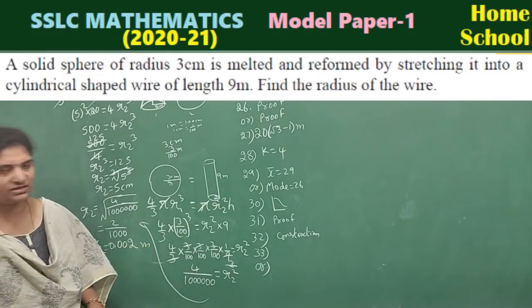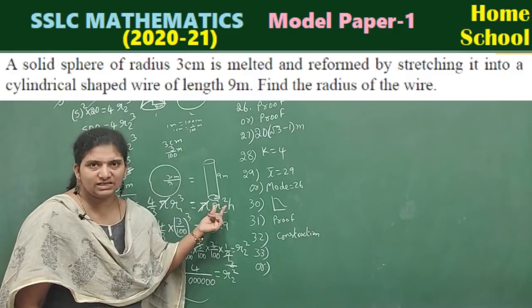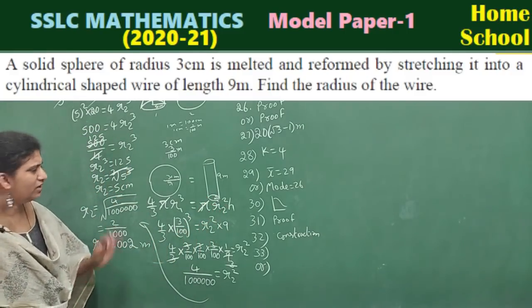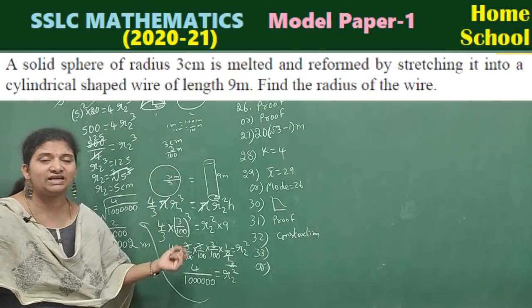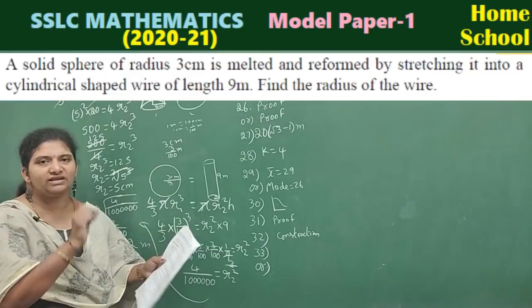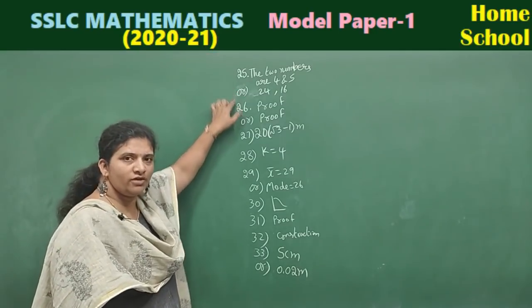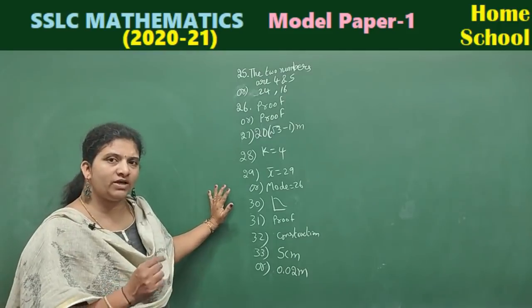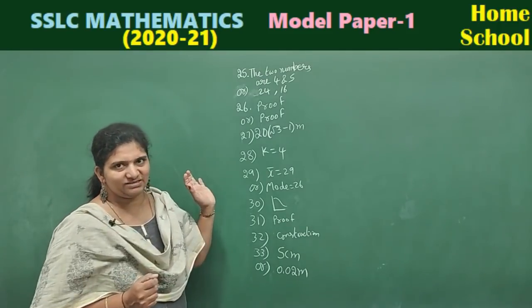0.002 meters. Therefore, the radius of this cylinder is equal to 0.002 meters. Therefore, the radius of the cylindrical wire is equal to 0.002 meters. With this, we end this main. Okay, these are all your fourth main answers. I have written a shortcut. If you solve the paper, you can check your answers like this.